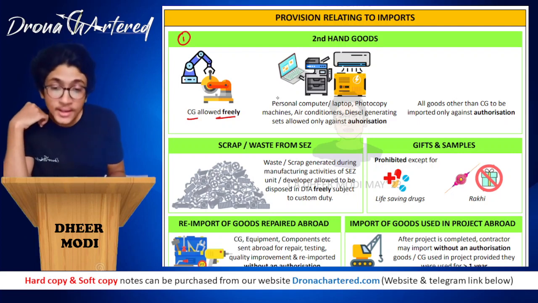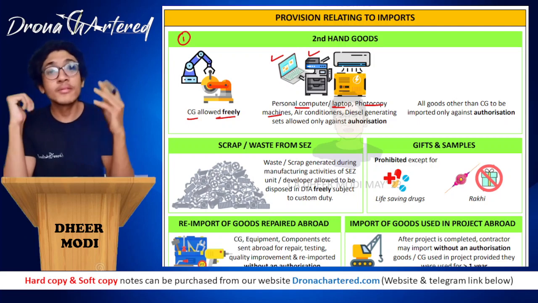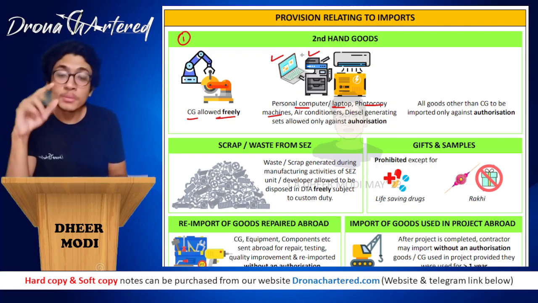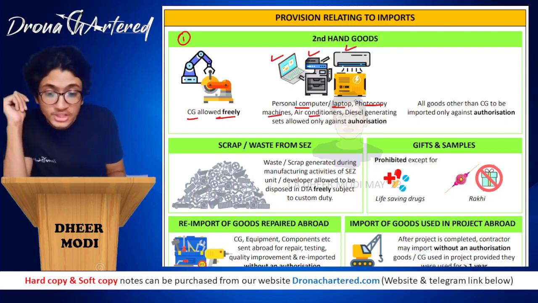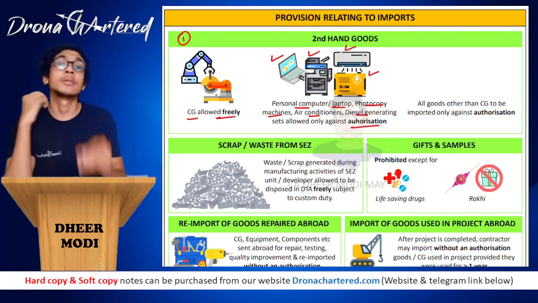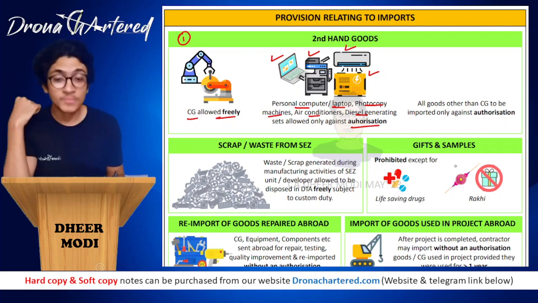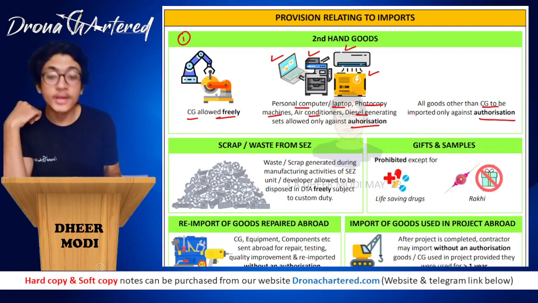Why? Because they want that you import capital goods, you start production in India, so therefore there are no conditions on those. Next is your personal computer, then is your laptop, then photocopy machine. So I've also put images here so that even during the exam you just remember the photos and you will remember what all is there. So your laptop computer. Next is your photocopy machines, then is your air conditioner. Your diesel generating sets are allowed only against authorization. That means you will be allowed to import these only if you take proper authorization. And next is all goods other than capital goods to be imported only against authorization.